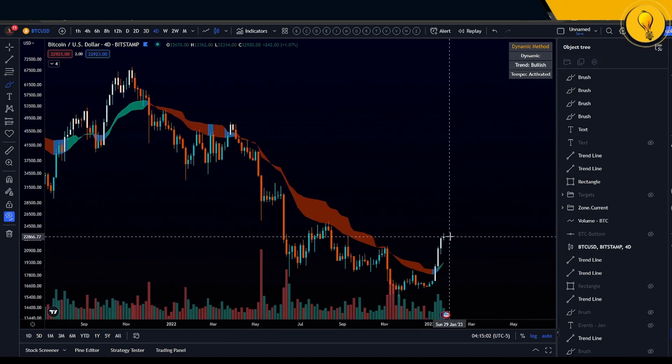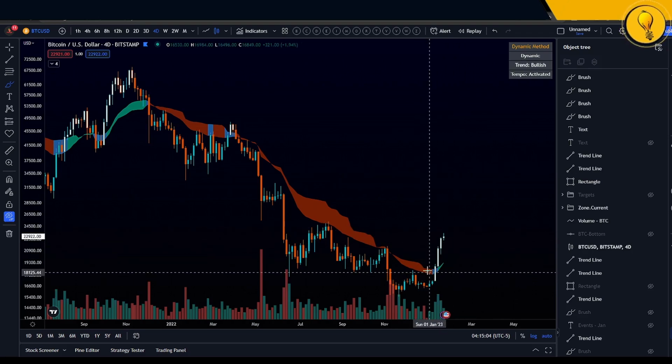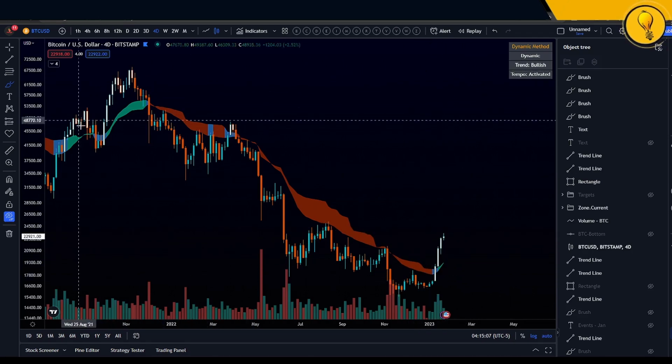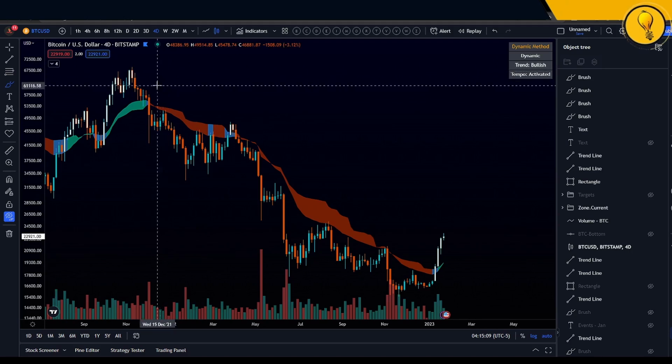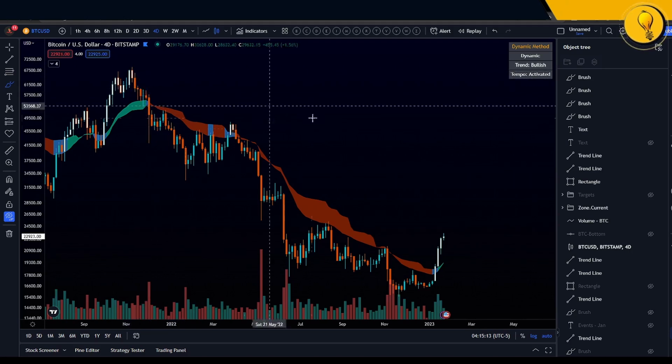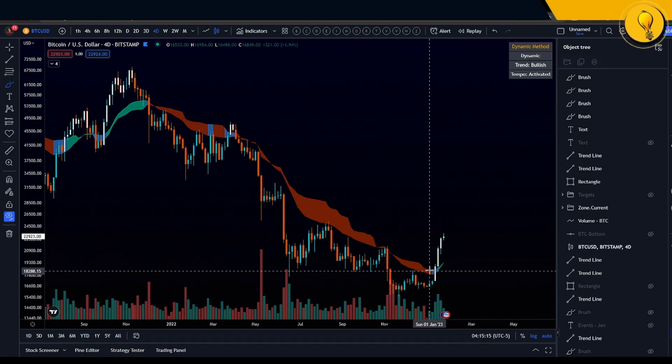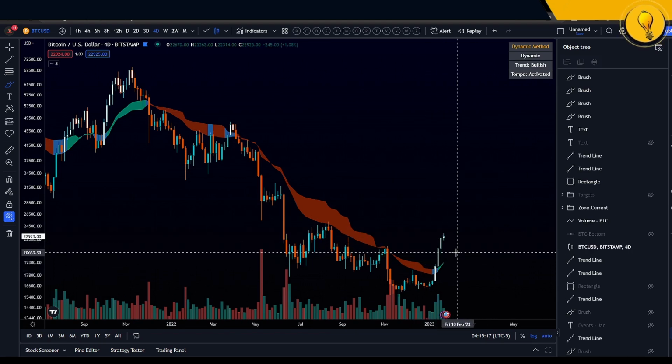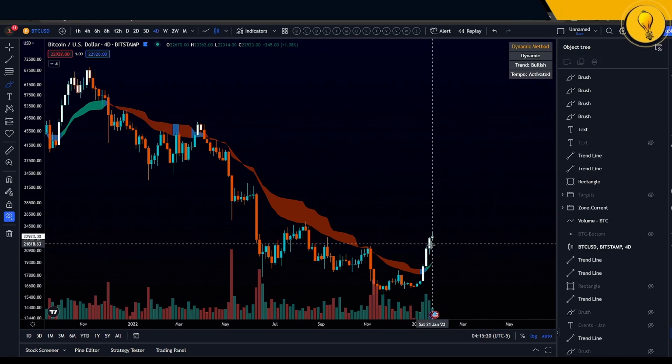Right, the last time we got these many consecutive closes over the 4-day dynamic was only here. This was during the bull market phase, right, where Bitcoin was still hovering at around $57,000. This is the first time since then that we've had so many consecutive 4-day candle closes over the dynamic. So this was the first signal.